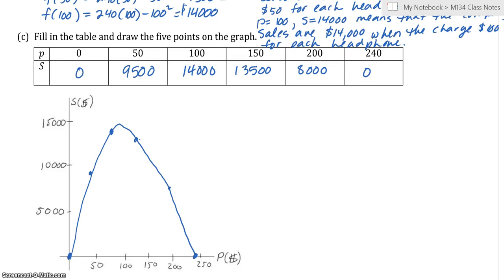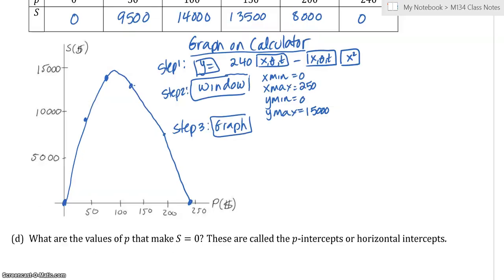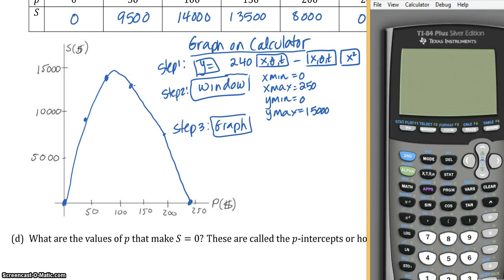If you want to learn how to use the fancy new TI-83/84 calculator, I do have a video that shows how to do this, but I'll go ahead and do this one. Here are the steps. What you're first going to do is go to Y equals on your calculator. It's on the top left row. And then you're going to type in your formula.